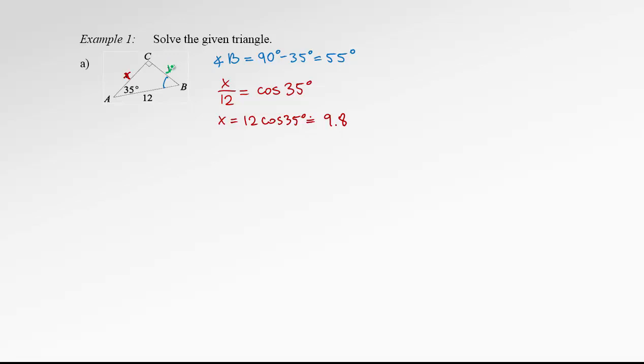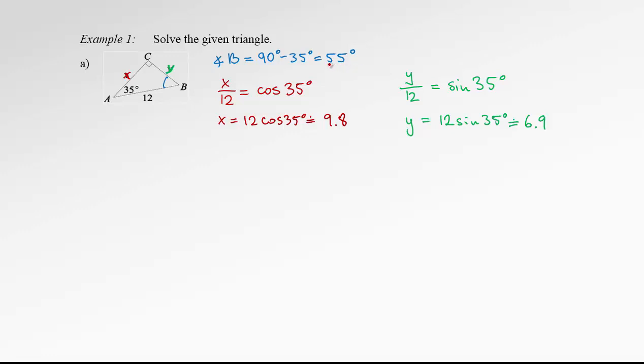Finally, we want to figure out how much y is. Again, we can make a comparison of y to the known side, so y over 12. Y over 12, that's opposite over hypotenuse with respect to the angle 35, right? So opposite to the hypotenuse is called sine of the angle 35 degrees. And again, to solve for y, we multiply both sides by 12. So we have 12 sine 35, which turns out to be approximately 6.9.